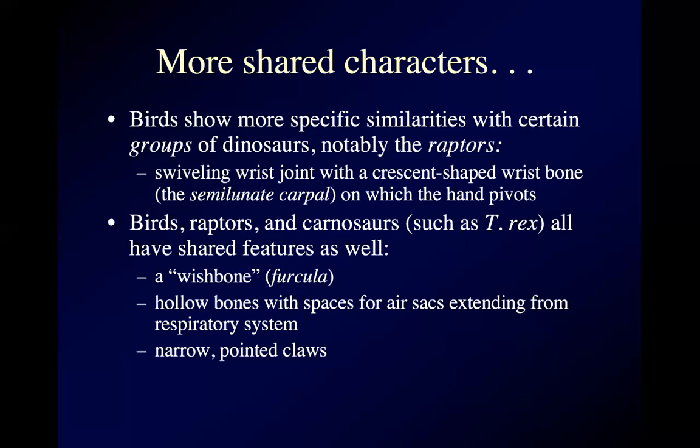This one's actually shared with more than just birds, raptors, and carnosaurs. Other dinosaurs had this as well. Hollow bones with air sacs inside that in life would have been extensions of the lungs. We can't see the lung sacs in a bone, but we can see the hollow spaces in dinosaur bones, and birds have those as well.